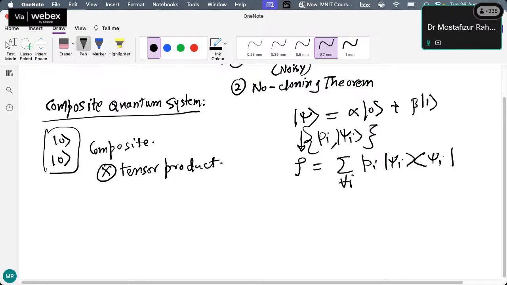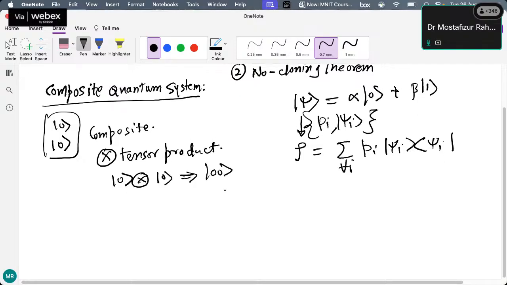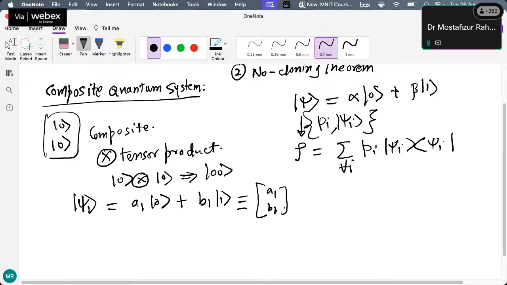So the tensor product is denoted by this, ket 0 0, right? You can write it either as ket 0 tensor product with ket 0, or also as ket 0 0, both ways are possible. So in general, suppose there are two quantum states. Say the first quantum state is ket psi1 equals a1 ket 0 plus b1 ket 1, and we can also represent that information as a column vector a1, b1, that we discussed yesterday, right?